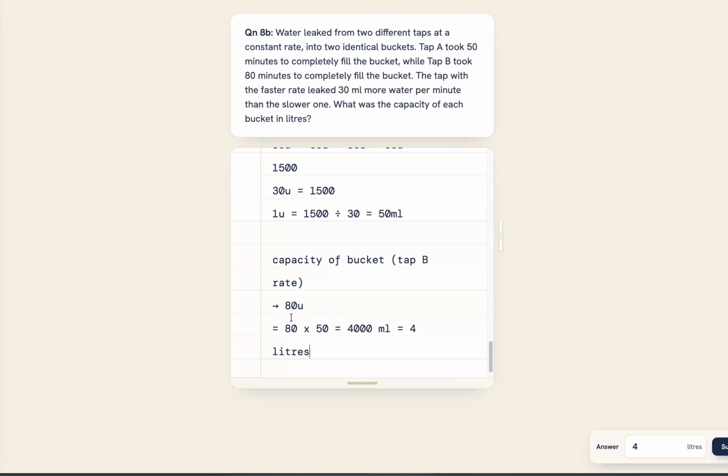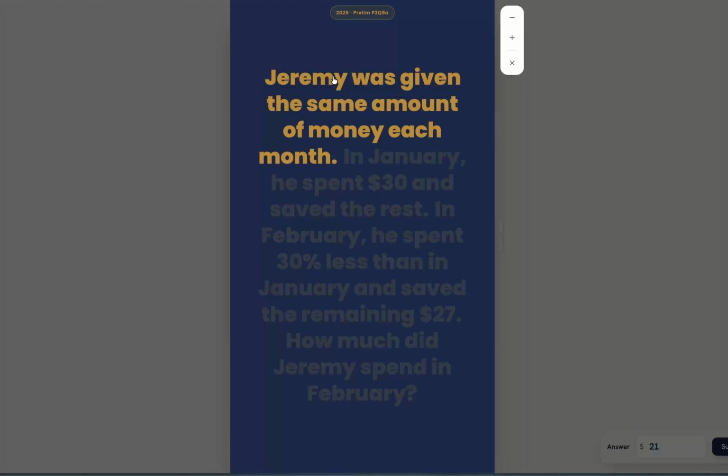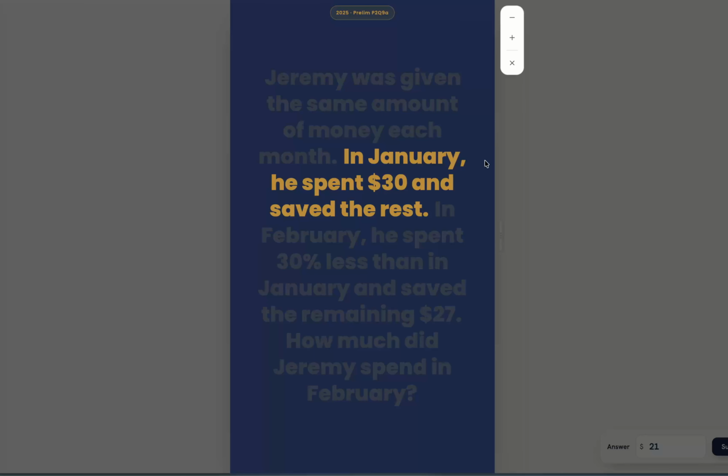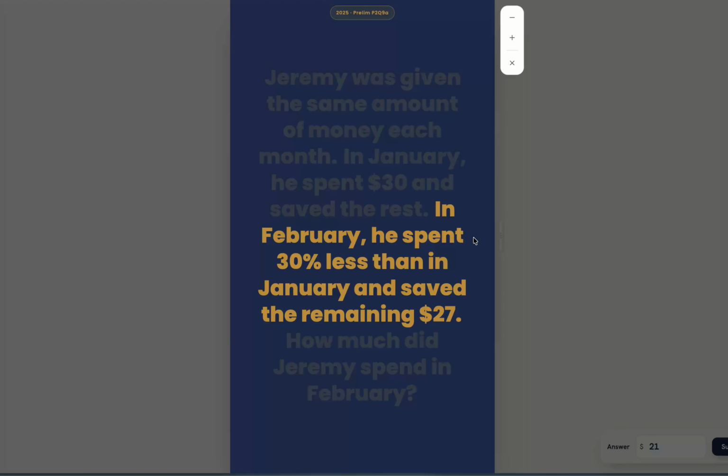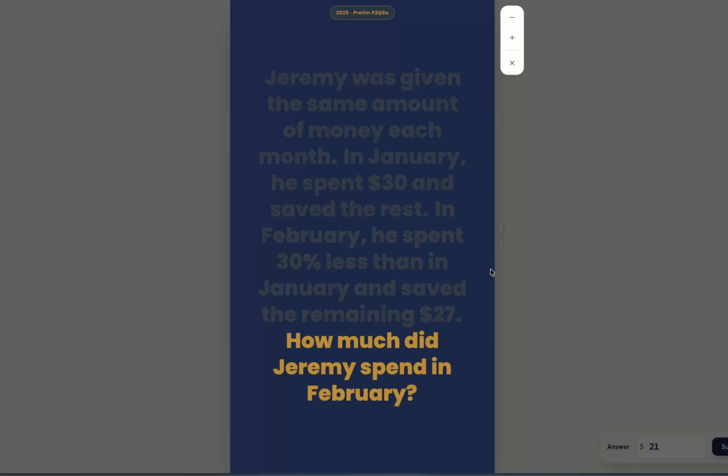So the answer to this question is 4 liters. Question 9. Part A. Jeremy was given the same amount of money each month. In January, he spent $30 and saved the rest. In February, he spent 30% less than in January and saved the remaining $27. How much did Jeremy spend in February?